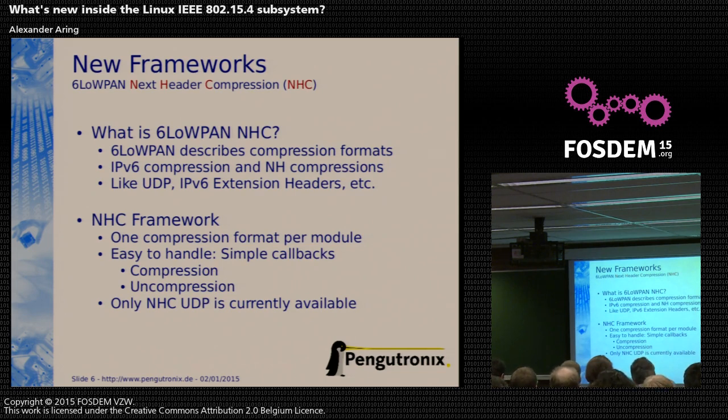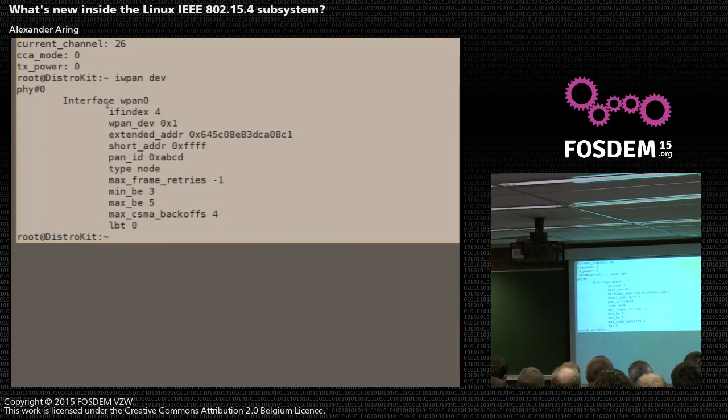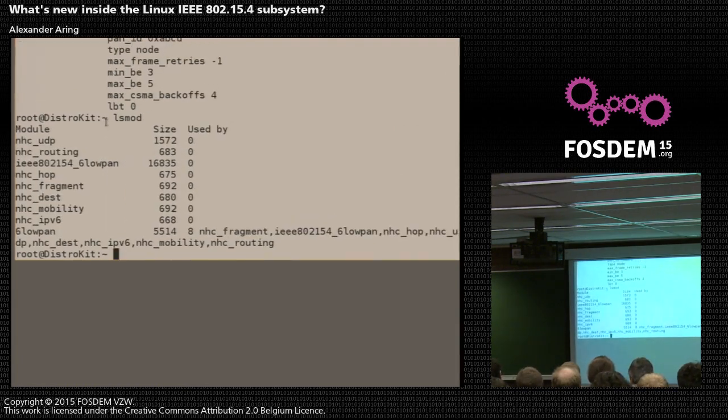The NHC framework is pretty simple because each kernel module describes one compression format, for example UDP, and it has two callbacks for compression and uncompression. Only NHC UDP is currently available. I demonstrate it here. I type lsmod to list all loaded modules, and we see the NHC UDP is here, and a lot of other NHC modules. I said that only UDP is supported, but the other ones are only there for registration of the IDs. If you're using hop by hop in your network, it will show a warning. You probably should implement it or not use it in your network.